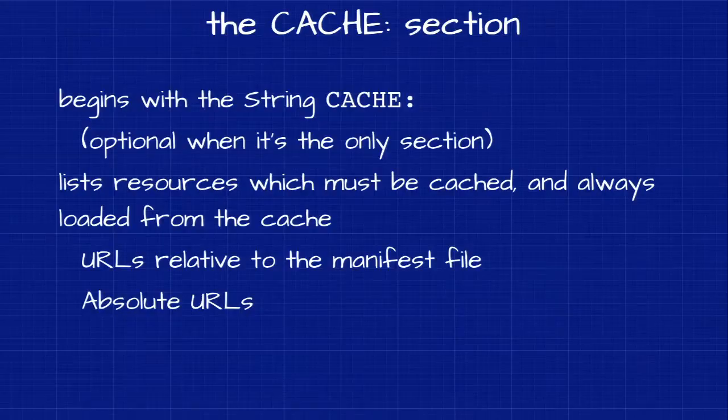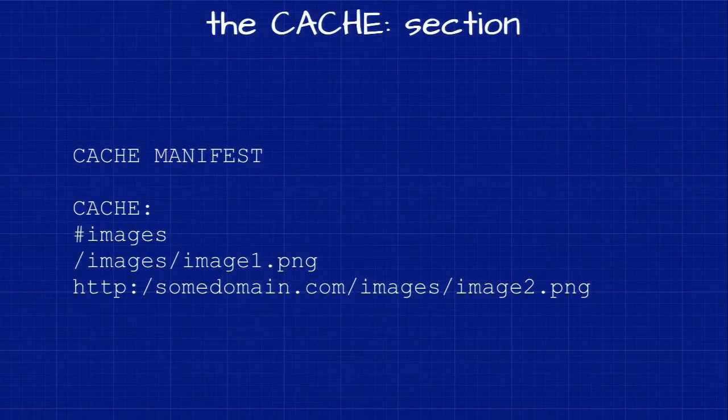So the cache section specifies which resources must be cached and must always be used from the cache, even if a person is online. So it has those 2 effects. It downloads, or specifies what's to be downloaded, and then those should always be used regardless, out of the cache. And we list these as URLs, either relative to the manifest file itself or as absolute URLs. And that's what it looks like. Now we have an app cache manifest. So CACHE is the string that begins the section, and then we comment to say these are some images, and we have a relative and an absolute URL.